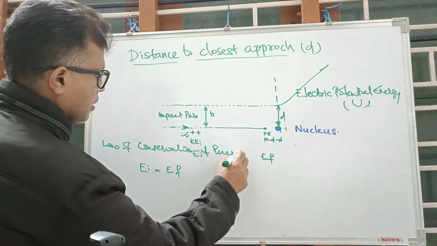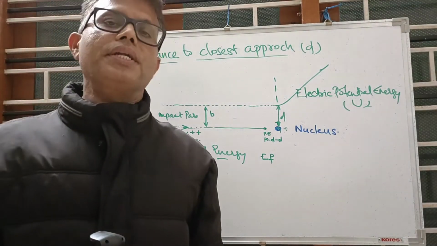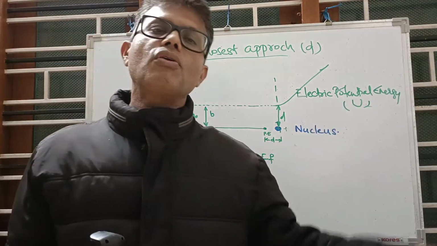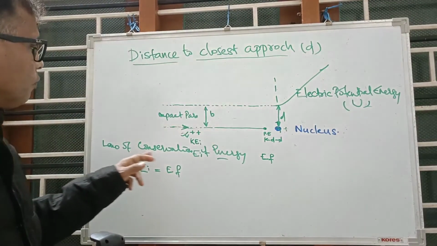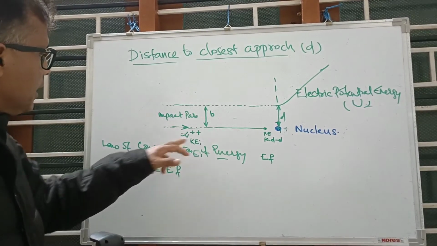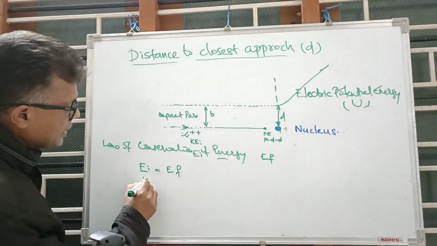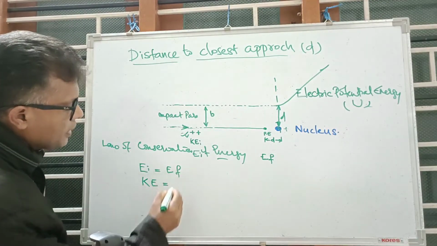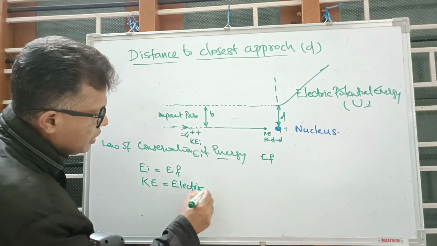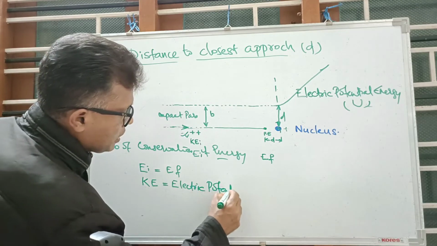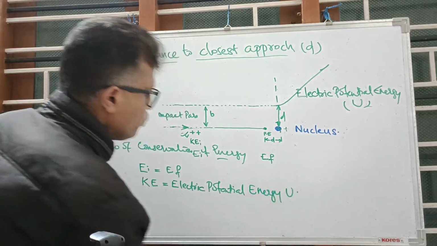What is the law of conservation of energy? Energy cannot be destroyed. It can be transferred from one form to another form. That is called conservation of energy. So, by the law of conservation of energy, EI is equal to EF. What is EI? This is the kinetic energy. What is EF? Electric potential energy, U.